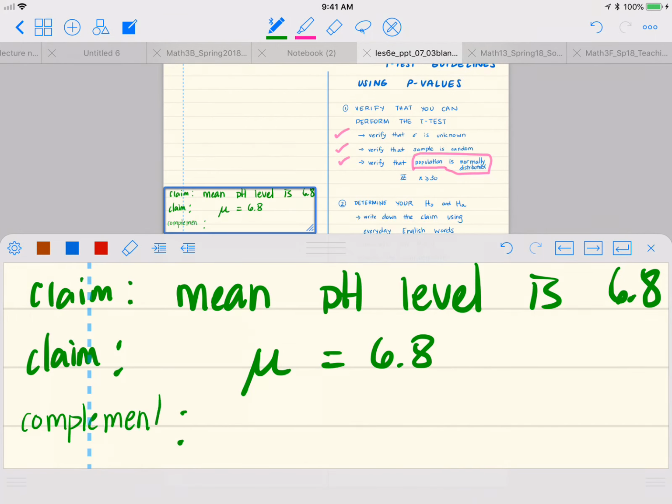No one can even read that. That was a waste. Let me get a little neater here.